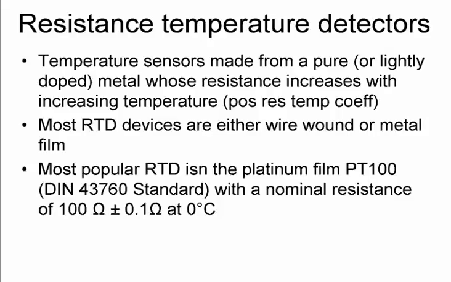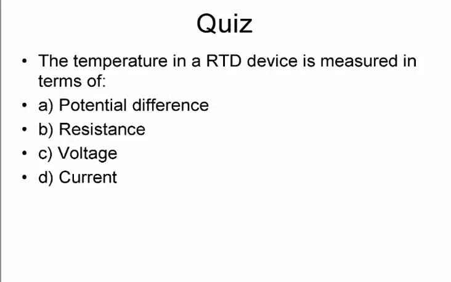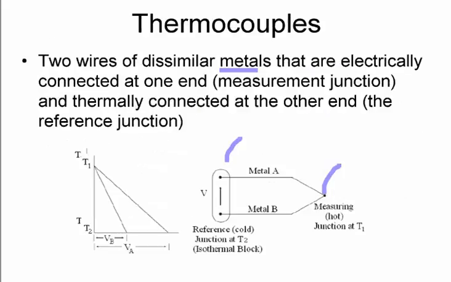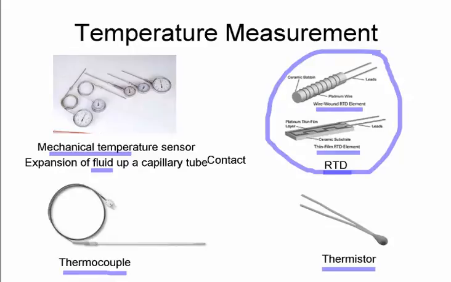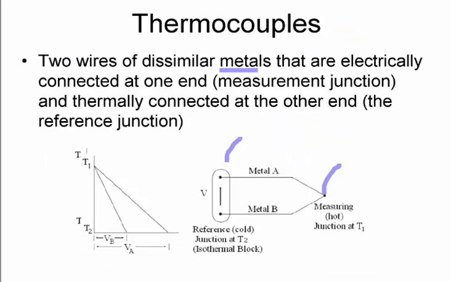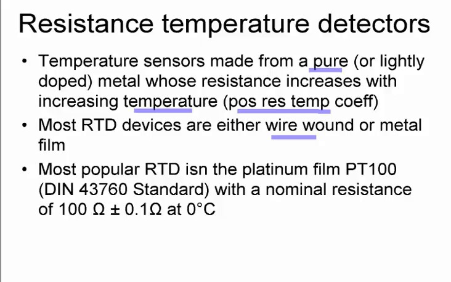Then we have resistance temperature detectors, and they are made of pure or lightly doped metal. The resistance increases with increasing temperature, so it's a positive resistance temperature coefficient. Most of these devices are either wire wound or metal film. When I go back to the picture, there are our RTDs, the thin film at the bottom and the wire wound on top of it. You can see an actual picture, and then the picture of the thermocouple, which we've just looked at. The most popular RTD is the platinum film PT100 with a nominal resistance of 100 ohm plus minus 0.1 ohm at 0 degrees Celsius.